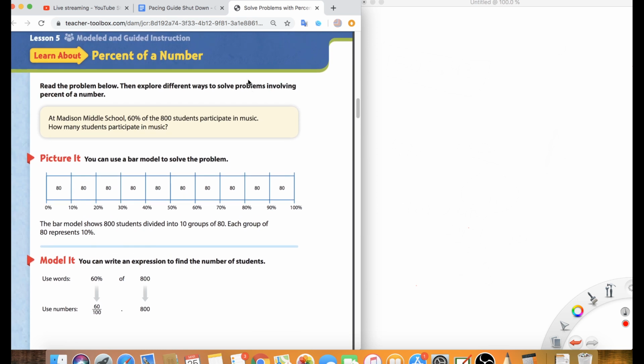For this one, it has a problem that says at Madison Middle School, 60% of the 800 students participate in music. 60% of the 800 students. So the magic words here are of the 800 students. This means that 60% and 800 go together. They're going to be paired up. And we'll explain that one later.